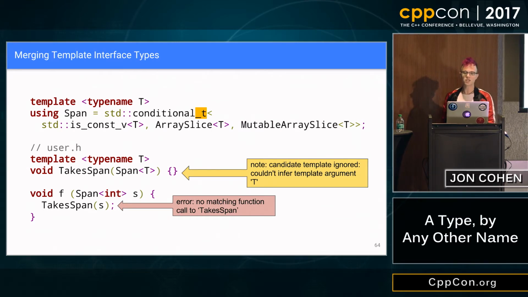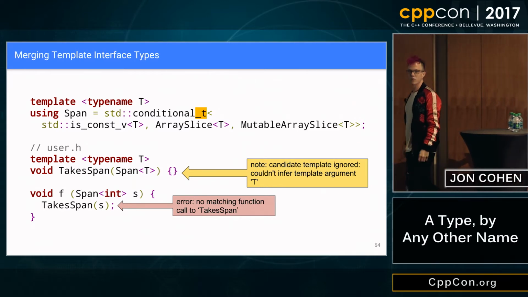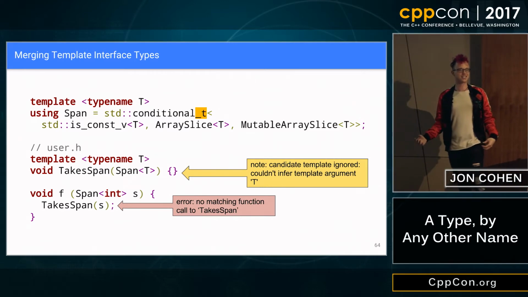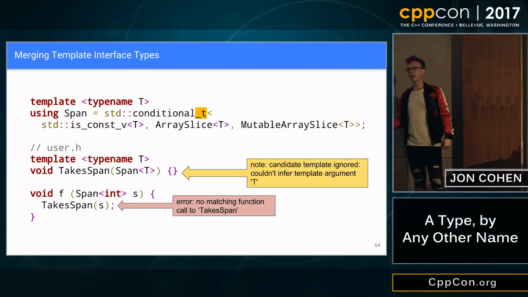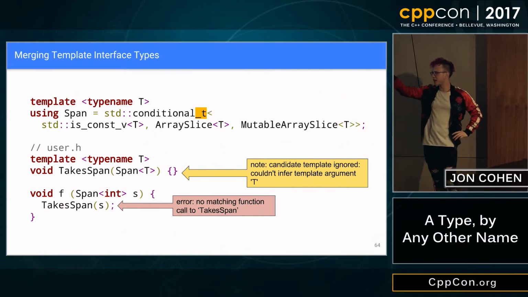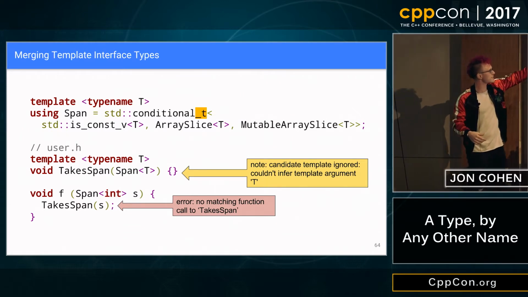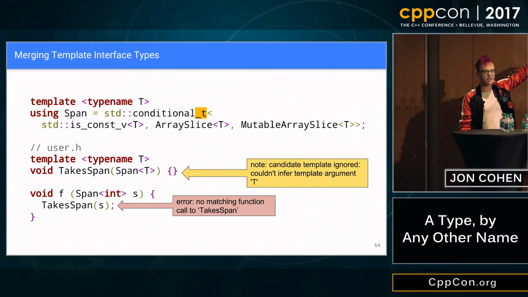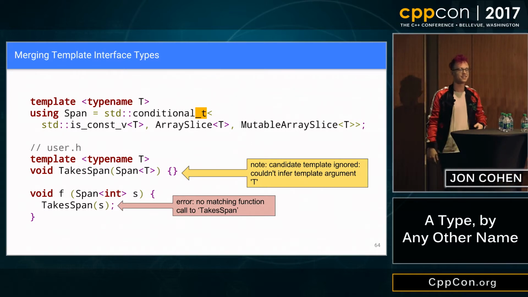So we see no matching function call to take span, and the first time I saw this error message, I was absolutely floored. I did not know about dependent types, and I sat back and just thought, I have no idea. It's right there. Like, it matches up. I don't get it. It was literally this close. The function it was calling was literally right above it. Like, compiler, just do the thing. Come on.